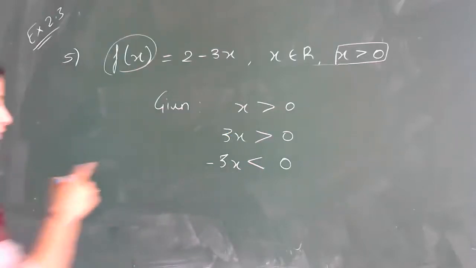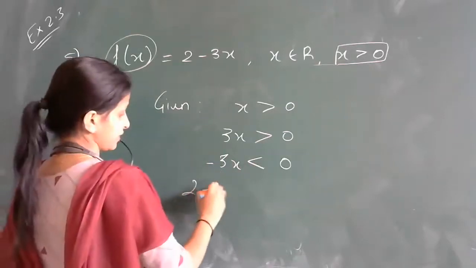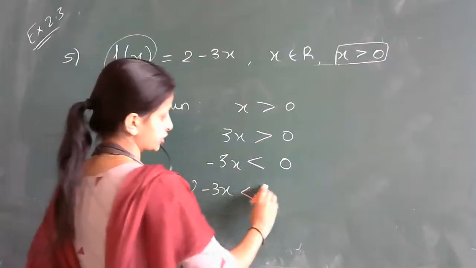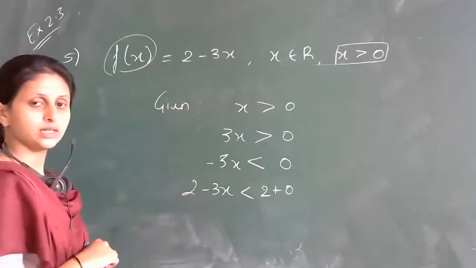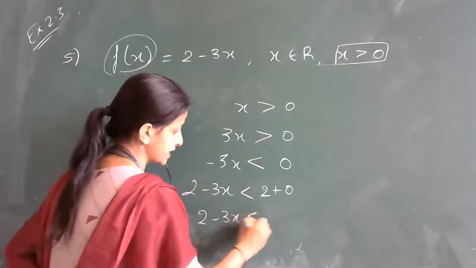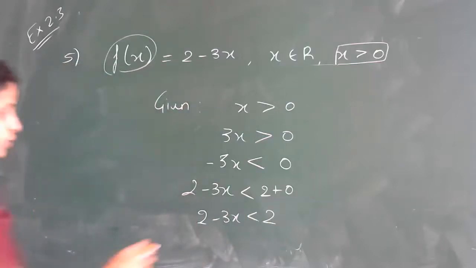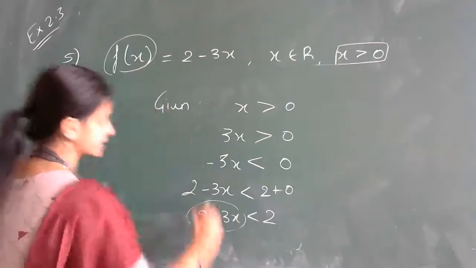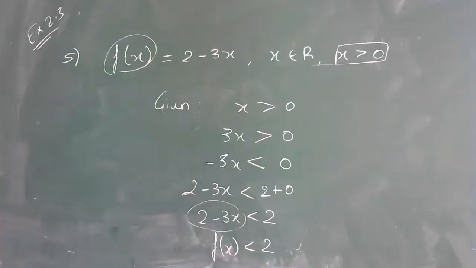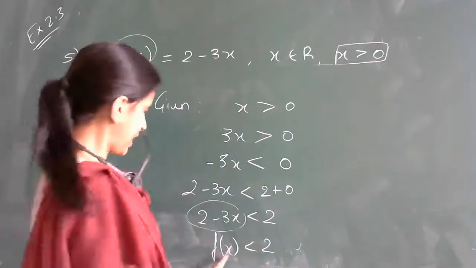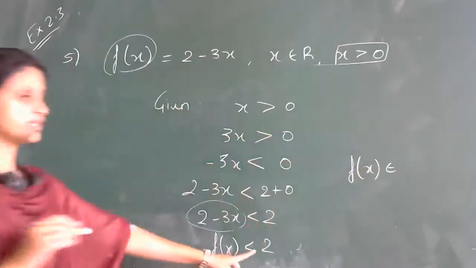Yes? Okay. Now, add 2 on both sides. If you add 2 on both sides, the inequality sign will not change. So you will get 2 minus 3x is less than 2. What is this, students? It is nothing but f of x. So what did we get? f of x is less than 2. So actually we got the values of f of x. f of x less than 2 means what? f of x belongs to, if f of x is less than 2, what is the interval?